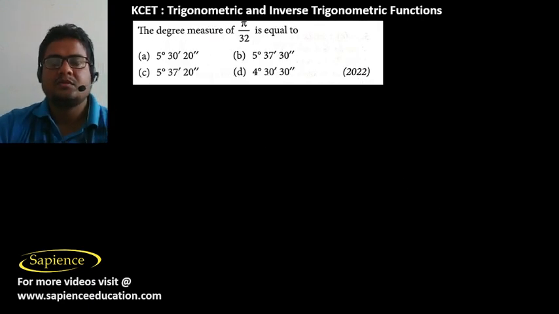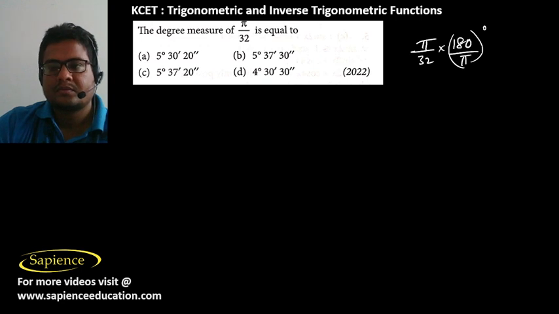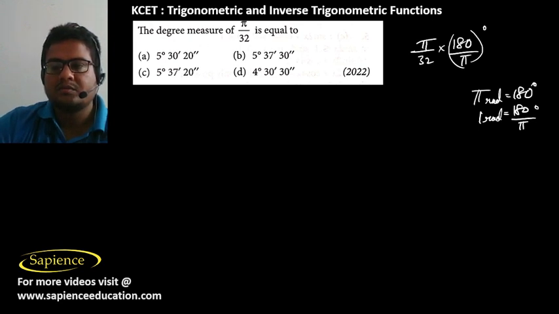Then you have to find the degree measure of pi by 32. So the degree measure of pi by 32 will be pi by 32 into 180 by pi degree, since we know that pi radian is 180 degree, so 1 radian will be equal to 180 by pi degree. So this will be this much degrees.